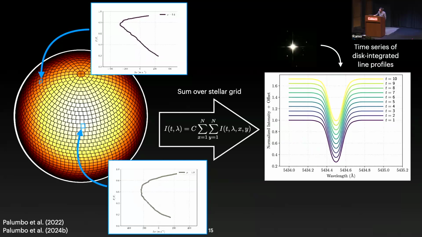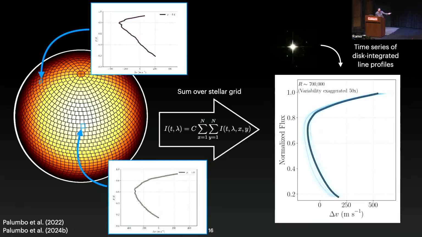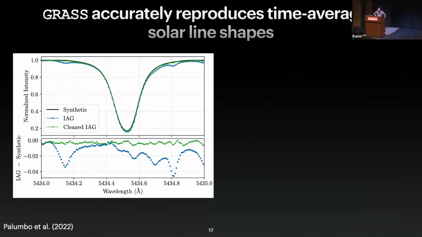And so what we're left with is a synthetic disk-integrated line at very high spectral resolution, R of 700,000, that is dancing at 15-second intervals. And we can study the properties of this and see what we can do about it. And in my paper, I show that we accurately reproduce line shapes. This is just a validation of the model.